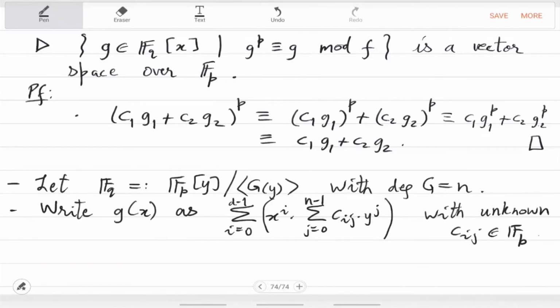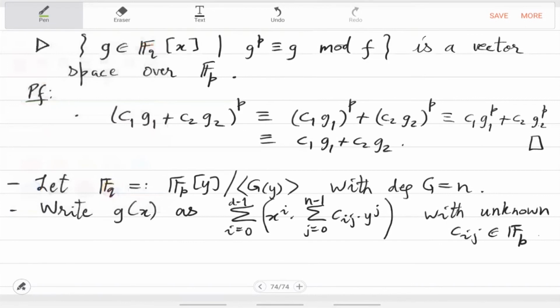Okay, is that clear? So little g is the unknown solution we want to find, and now we have expressed it as a bivariate, with individual degrees d minus 1 and n minus 1, and the coefficients are unknowns. They are numbers, 0 to p minus 1. Right. So now we want to find these Cijs. So let us do that.